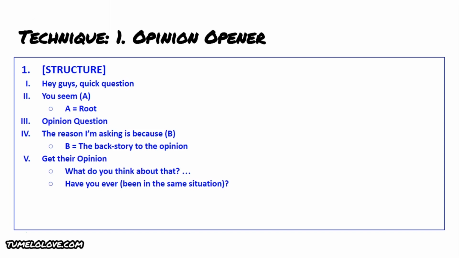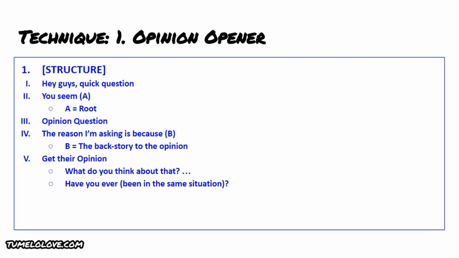So number 1, hey guys, it can be hey, hi, or hey you, whatever, the pre-opener. And then quick question is the false time constraint. Again, you're using the false time constraint to make her feel more comfortable and to let her know that you're not going to be there forever. You're just there for one quick question.